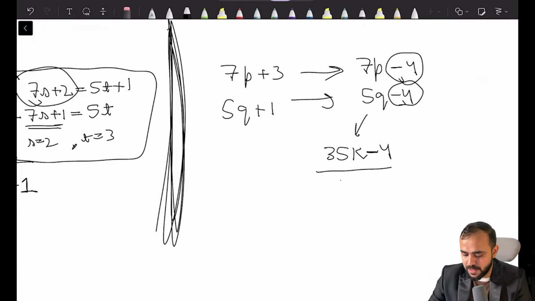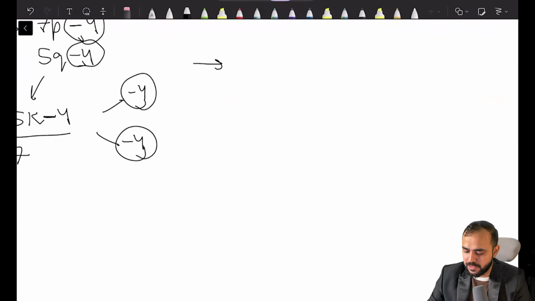Because when you divide this by 7, you'll get minus 4 as your remainder, which is what we wanted. And if you divide this by 5, you will still get minus 4 as your remainder. First, if it's an option based question, use the options. You will be much faster.